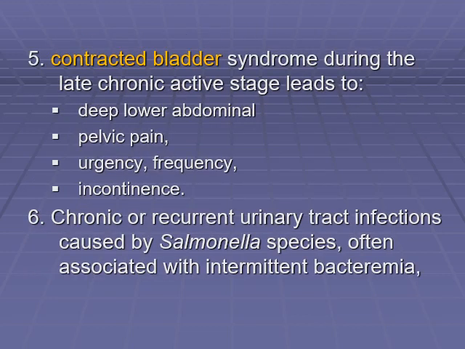What about the contracted bladder syndrome? During the late chronic active stage, it leads to deep lower abdominal pain, pelvic pain, urgency, frequency, and sometimes incontinence. Chronic or recurrent urinary tract infections, which are usually caused by Salmonella species, are often associated with intermittent bacteremia.